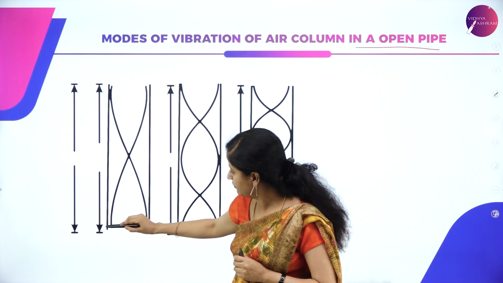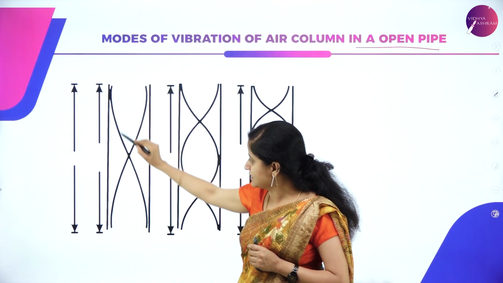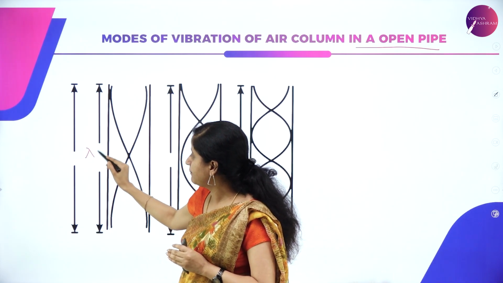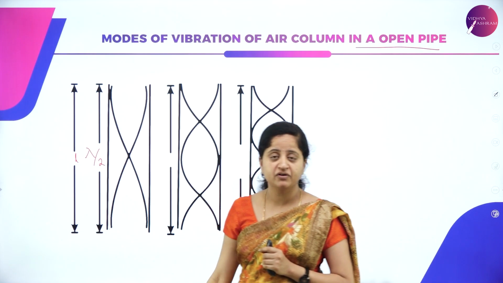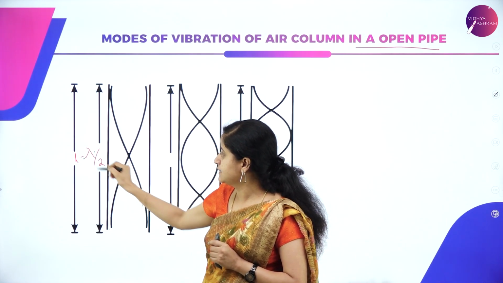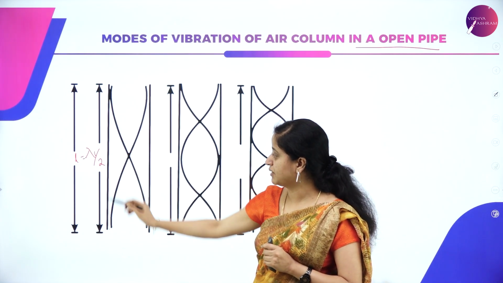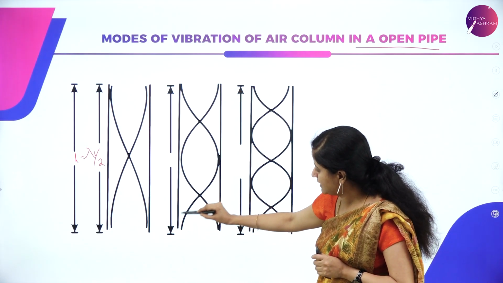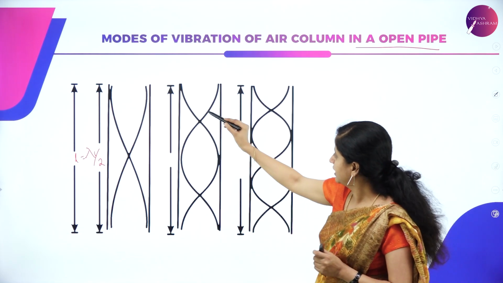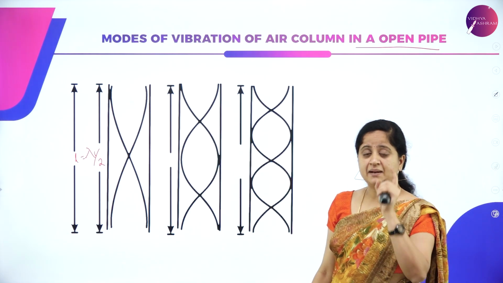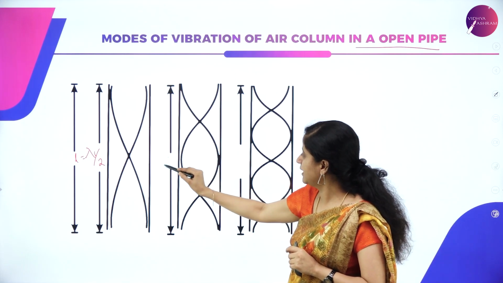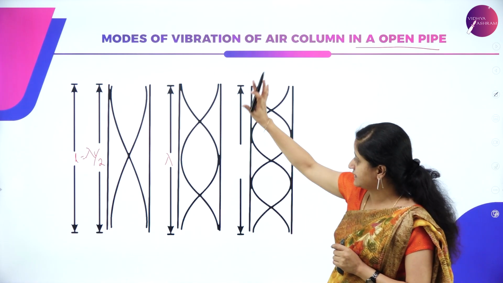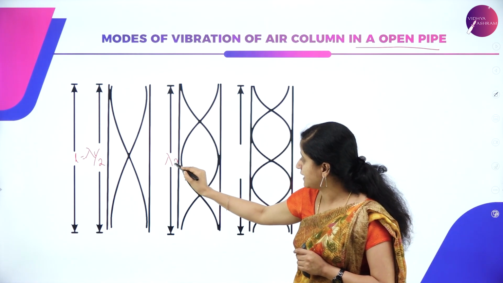So here you can observe we have lambda by 4 plus lambda by 4. So lambda by 4 plus lambda by 4 gives us lambda by 2, which is the length of the first mode of vibration. Since it is the first mode of vibration, I can write it as lambda 1 divided by 2. In the second mode, lambda by 2 plus lambda by 2 is nothing but lambda, which means half plus half is equal to 1. So in the second mode of vibration, I'll take it as lambda 2.